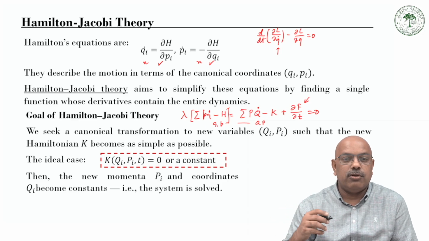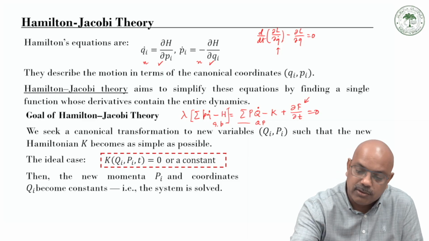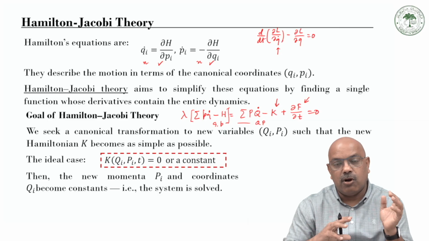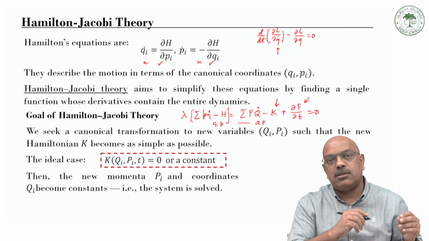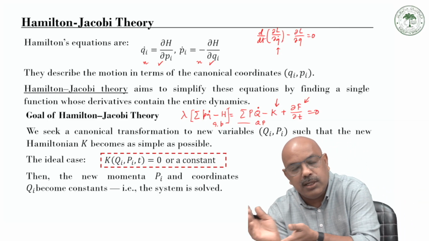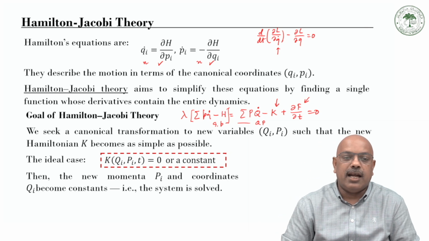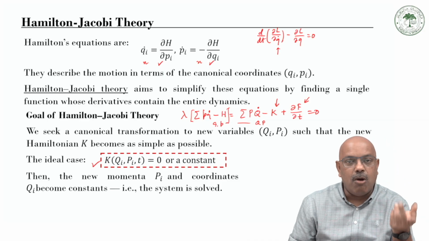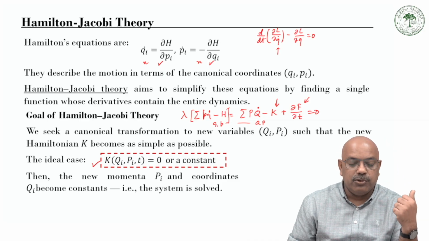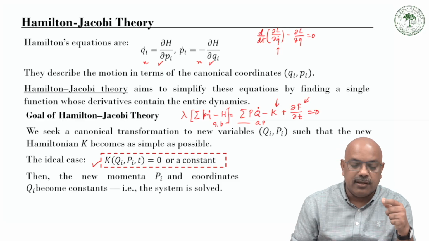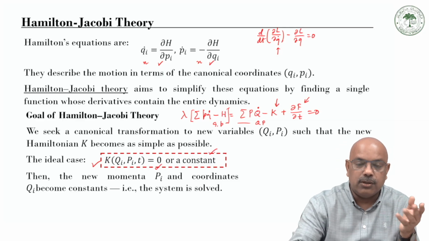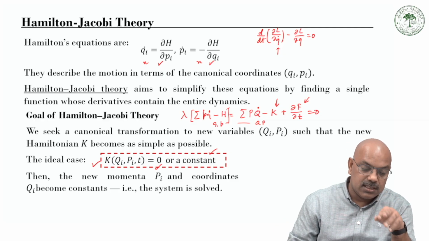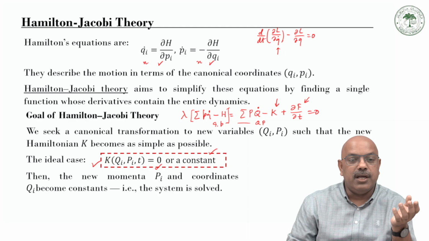So in Hamilton-Jacobi theory, what you demand is that my new Hamiltonian K is going to be as simple as possible, because when you transform canonically your canonical variables small q, p to new Q, P, then you demand that the Hamiltonian is now as simple as possible. The simplest form of your new Hamiltonian using the new canonical variables is going to be either equal to 0 or equal to some constant.